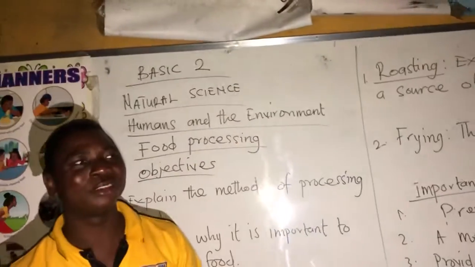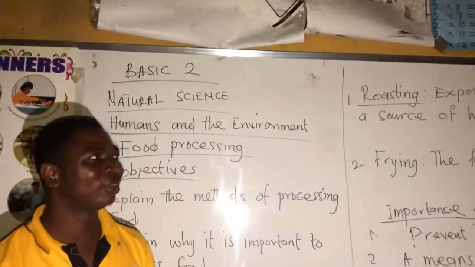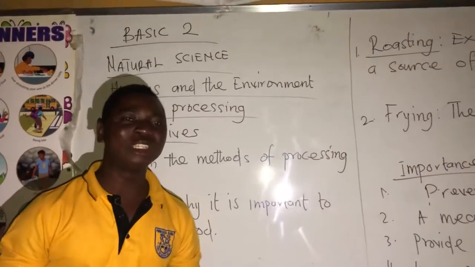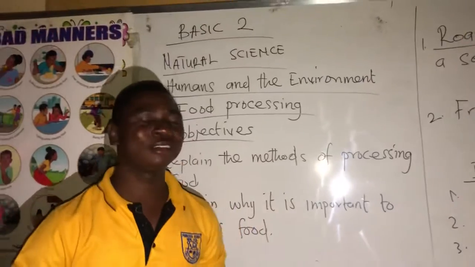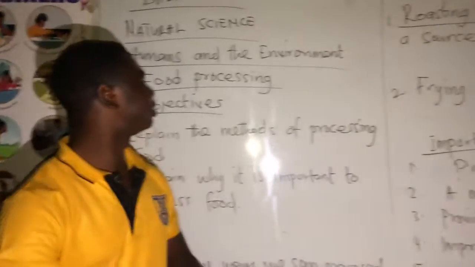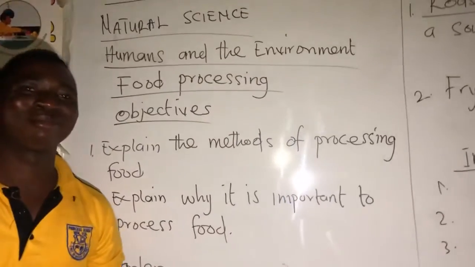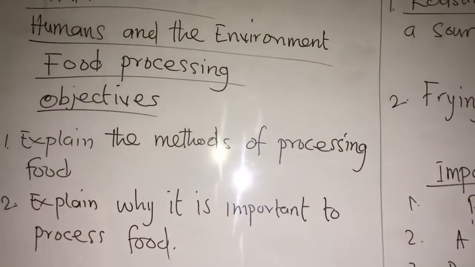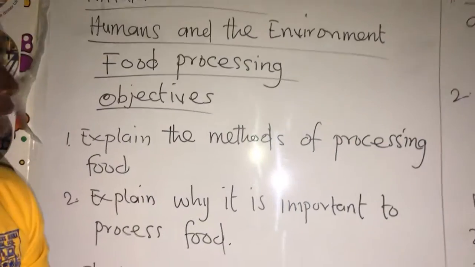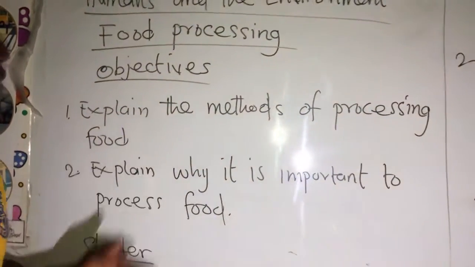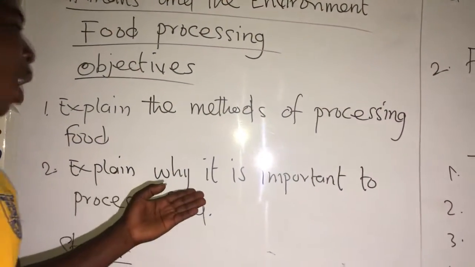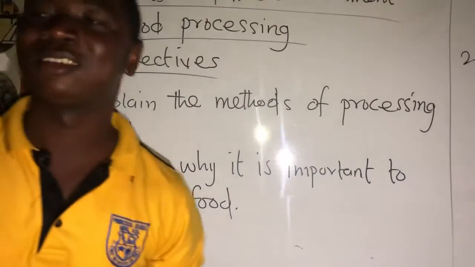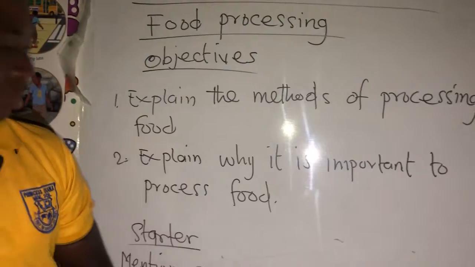Welcome once again to another lesson on natural science. We are still on human and the environment, and we're going to talk about food processing. Our objectives: explain the methods of processing food and also explain why it is important to process food.